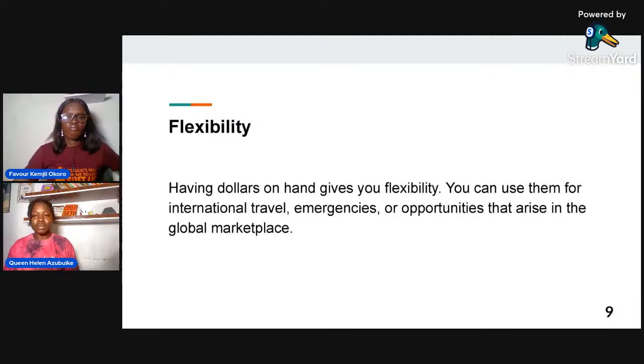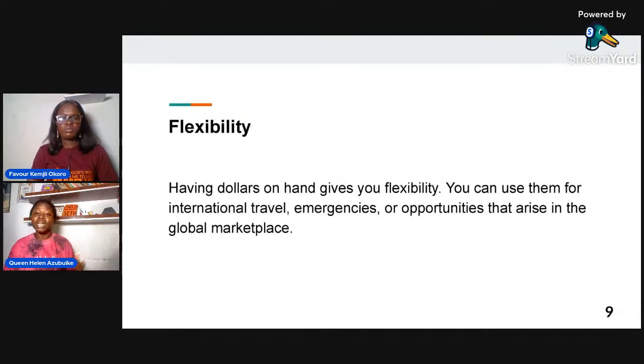So, flexibility. Dollar is flexible. You can use it for international travel. You can use it for emergencies. I remember one time, a member of my church, way back when I was younger, her husband needed to do surgery. You know all these families where they don't communicate so much. The wife did not know that the husband had so much money stacked up somewhere.